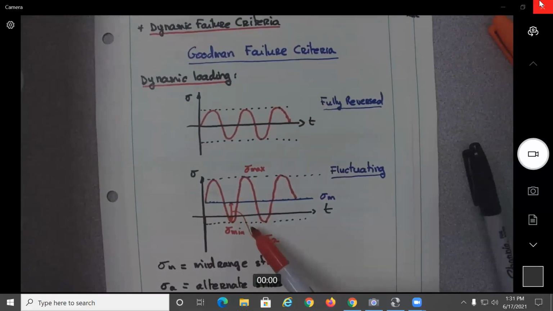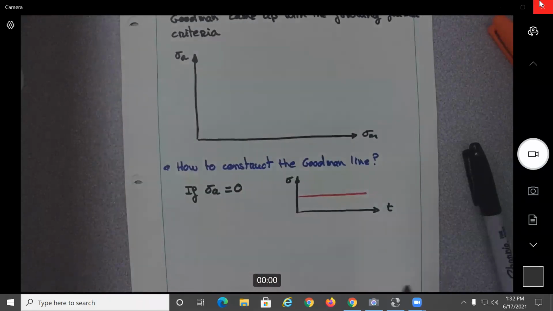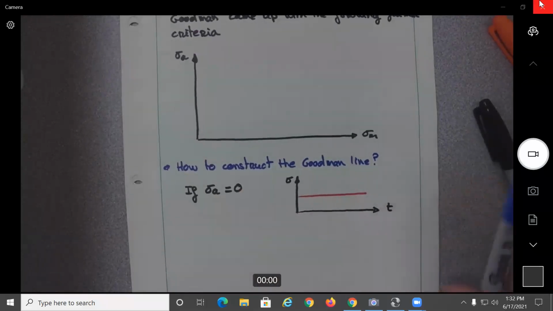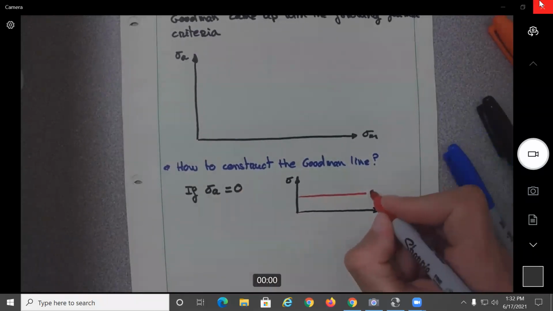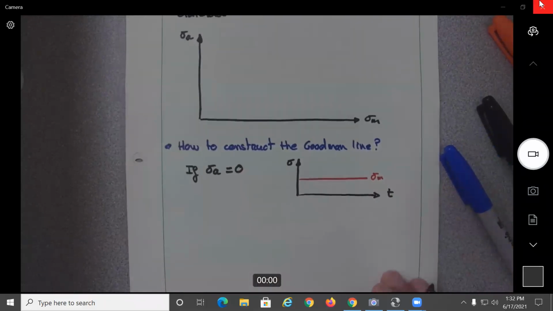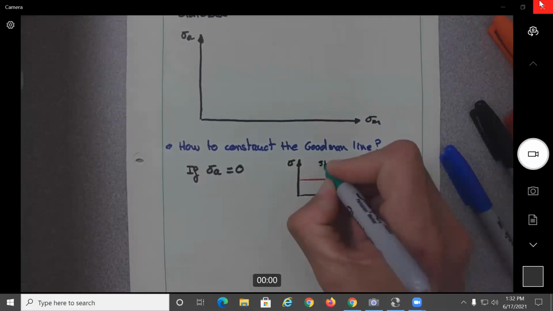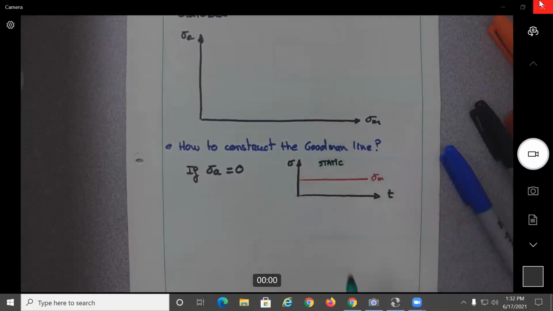So if sigma A is 0, okay, this is 0, means you are just left with the mid-range value, no? So this would be just a constant value of the mid-range. But what does that represent? If the load is constant throughout time, this is the same thing as having a case of static loading, no? It doesn't change in time. It's like if it was static.